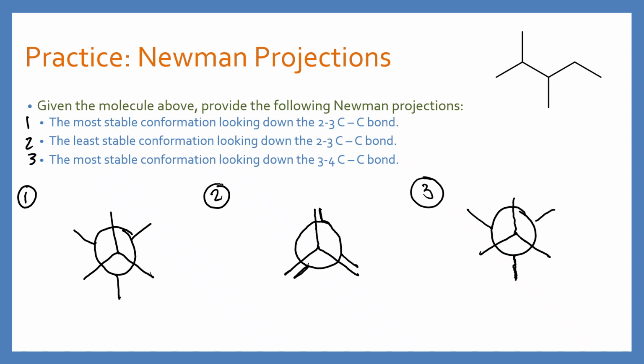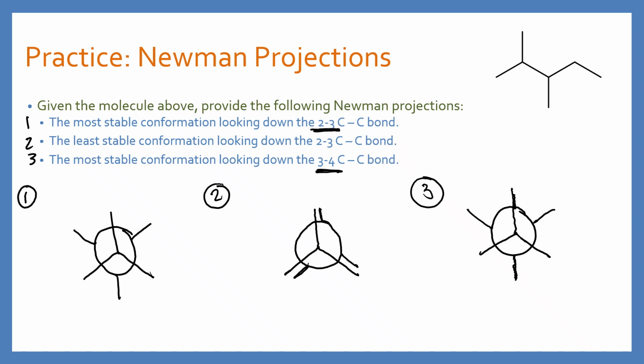Okay, so you might be wondering, I asked for the most stable twice, but they're looking down 2 different carbon-carbon bonds. So the first one, I'm asking for the 2,3 carbon-carbon bond. The second one, I'm looking down the 3,4 carbon-carbon bond. So we're going to have to analyze our carbons twice. So let's start with just looking at that 2,3 carbon-carbon bond.